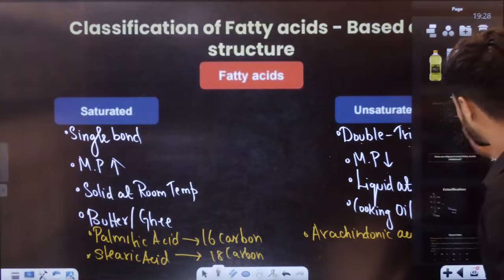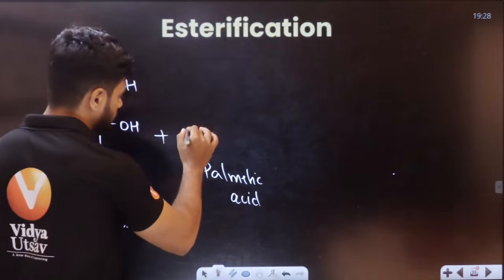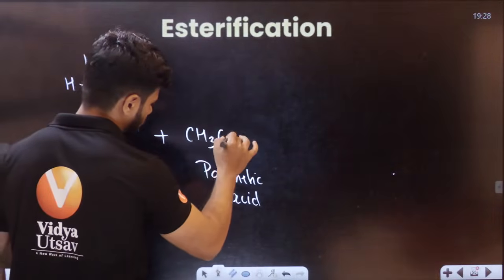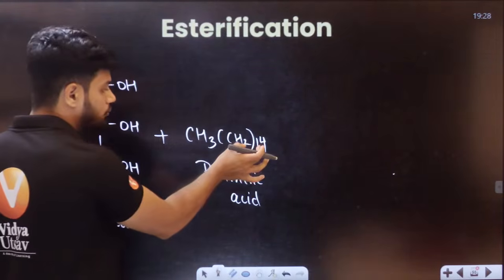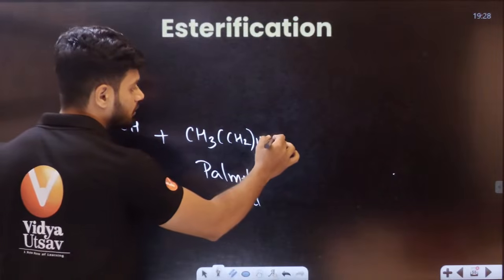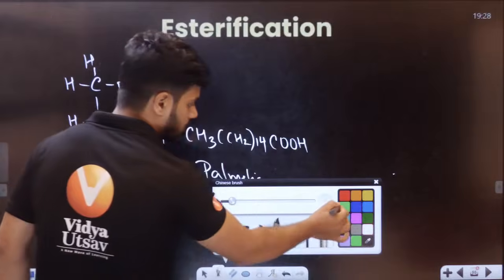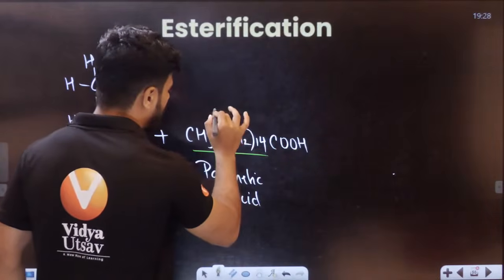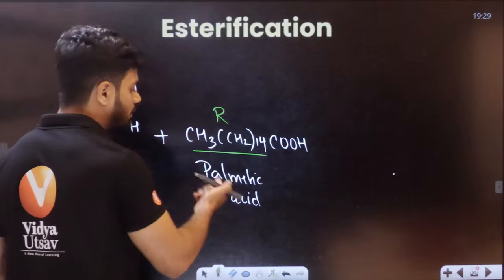So let's write the structure here. Now 14, 15, right? And carboxylic acid. This is the R group here. And this is the carboxylic acid group. Now here we have palmitic acid, students.